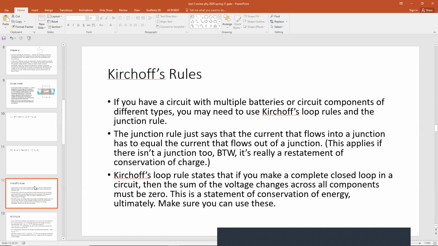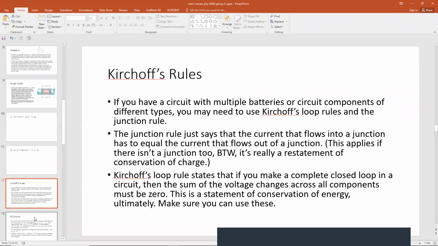Now, Kirchhoff's loop rule says that if you go in a complete closed loop around a circuit, then the sum of the voltage changes across all the components has to add up to 0. This is just a restatement of conservation of energy ultimately, because remember that potential energy and voltage are related to one another just by multiplying by the charge. So when you say that the voltages must sum to 0 in a closed loop, it's the same thing as saying that the energy can't be any different from the starting to the ending point of a loop. Energy is conserved.